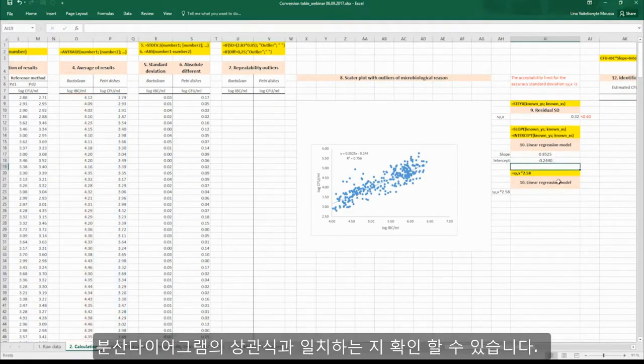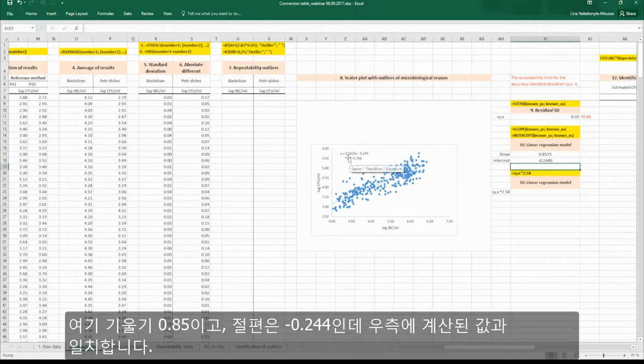And you can check if the calculations and the drawings were right. Here you have a regression line and the equation 0.8525 x minus 0.244. So 0.8525 is our slope, and we got exactly the same when we calculated. The intercept is minus 0.244, and we got the same when we did calculations.